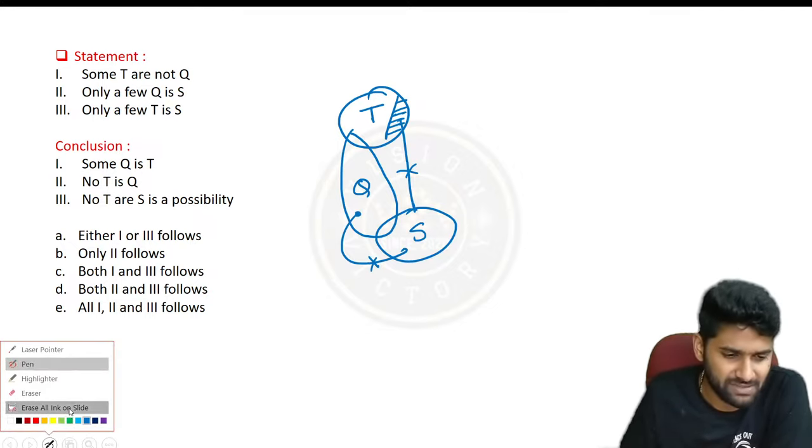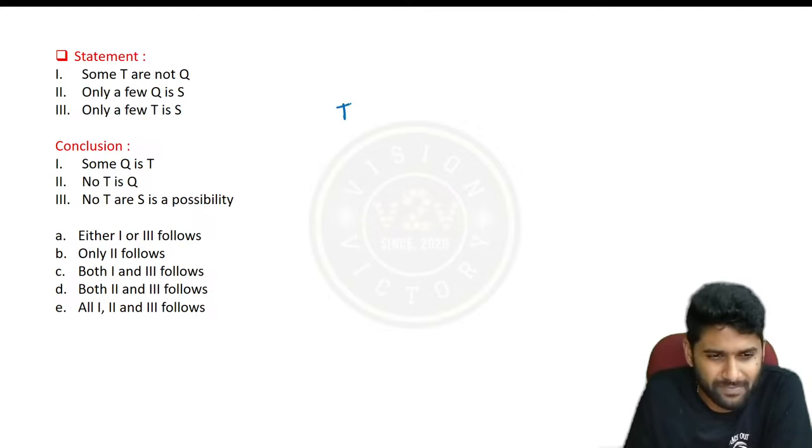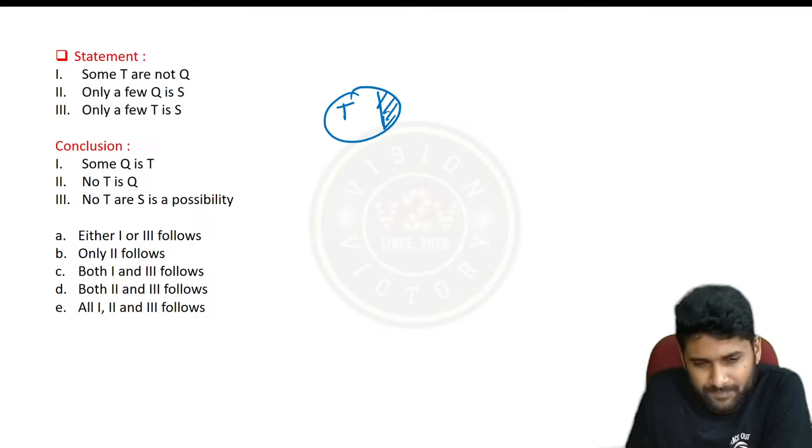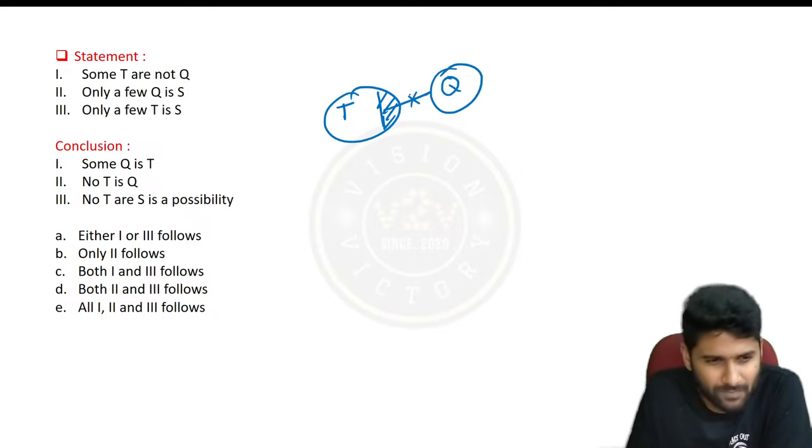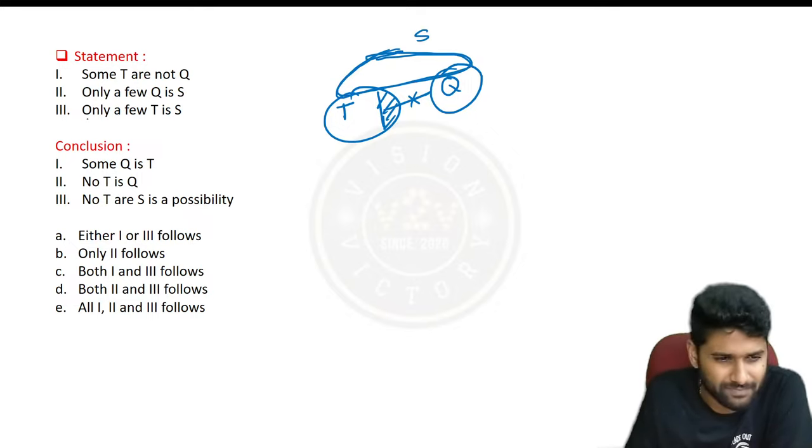Sorry, I made a mistake here. Let's draw once again. Not Q. So, you have to take it in this way. S. So, some of the Q is not S. Some of the T is not S.